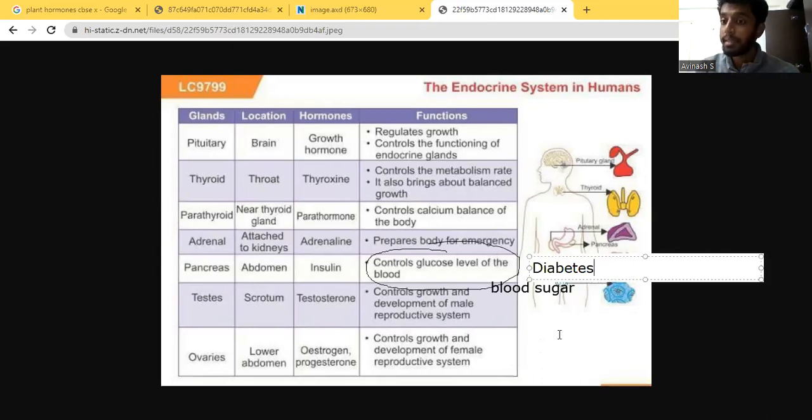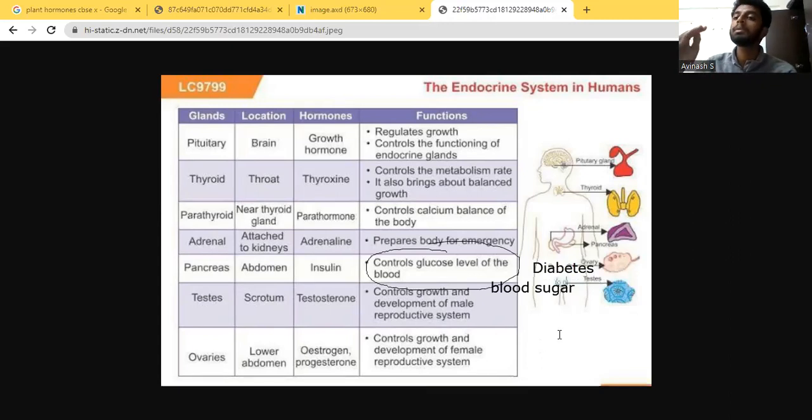That is what we call diabetes. Diabetes is the disease or disorder that is caused because of an increase in the blood sugar level. It should only be kept within a particular range. That is why diabetic patients are not advised to take a lot of rice, because rice is carbohydrate. The carbohydrates will be converted to glucose, and again it will increase the blood glucose level. That is the whole point.